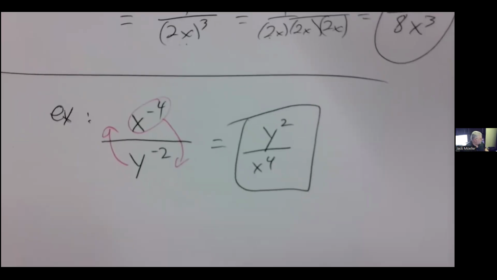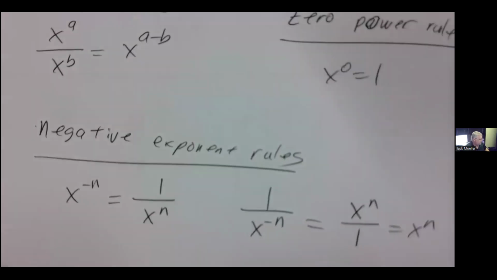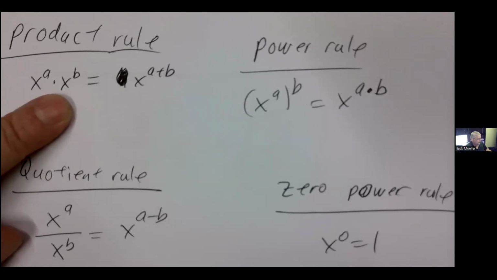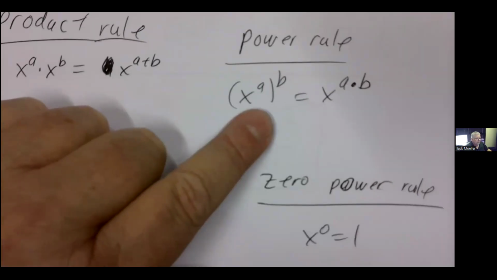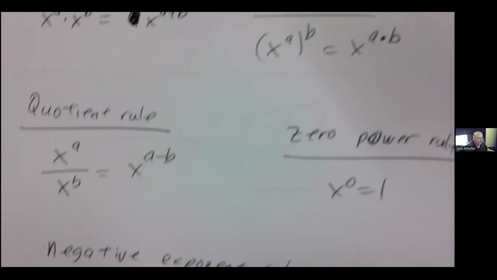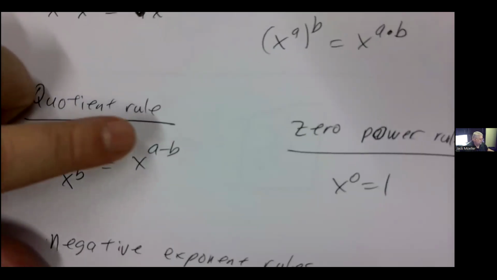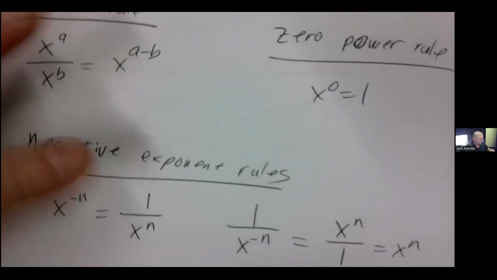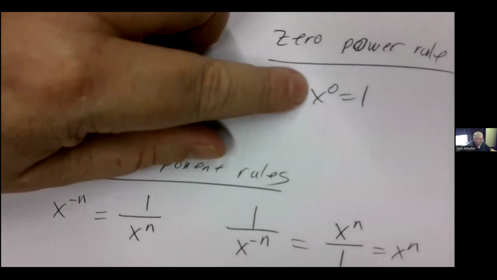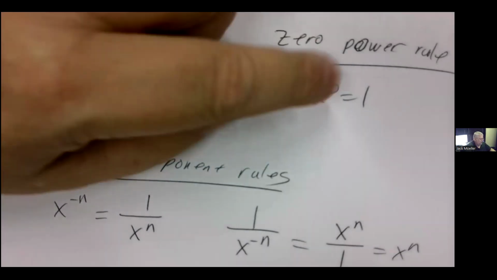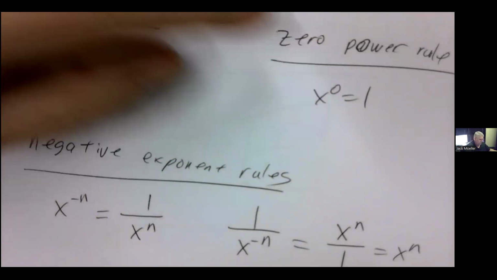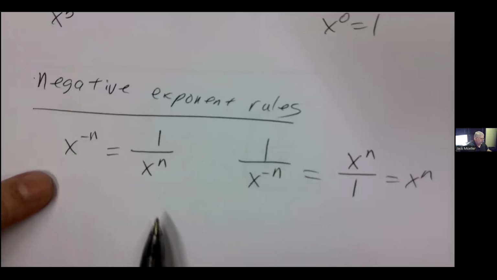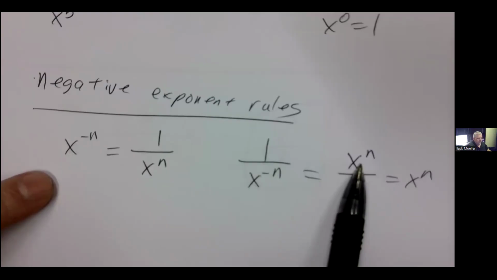All right, so those are all our rules. The product rule says if you're multiplying the variables, you add the exponents. If you have a power raised to a power, you multiply the exponents. If you're dividing, you subtract the exponents, always top minus the bottom. And this is where we get our zero power and our negative exponents, just from the subtraction. If you have something to the zero power, that's 1. If you have a negative exponent, you're going to have to flip your variable and make the exponent positive.